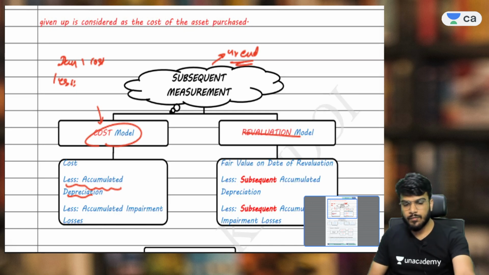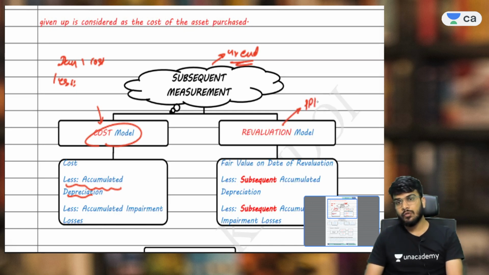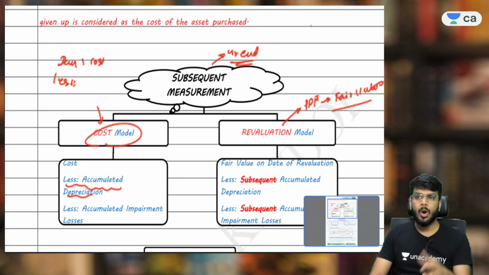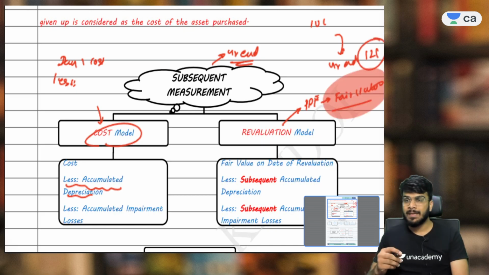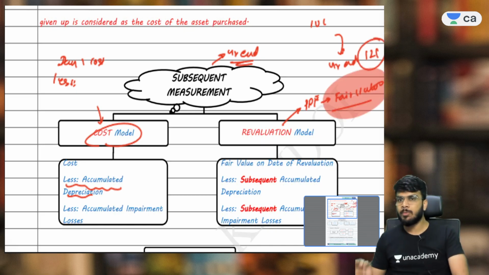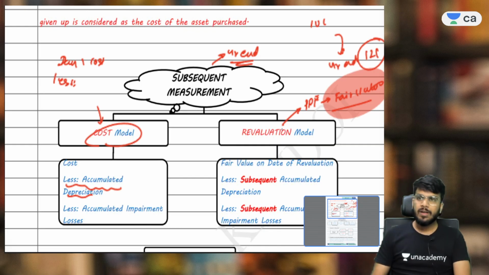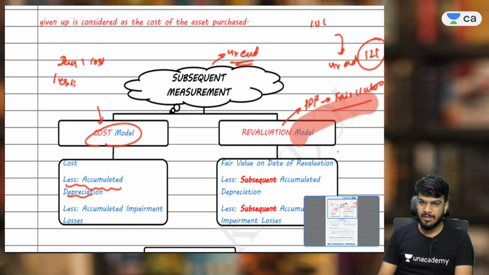But what if we want to use the revaluation model? What is the meaning of revaluation model? That means you wish to bring your PP towards fair value. You wish to record your PP at fair value. Let's say you bought that PP for 10 lakhs. Now at the end of year 1, the fair value is 12 lakhs. So you want to keep this PP in your books at 12 lakhs. So how do we do the accounting? This is known as the revaluation model.